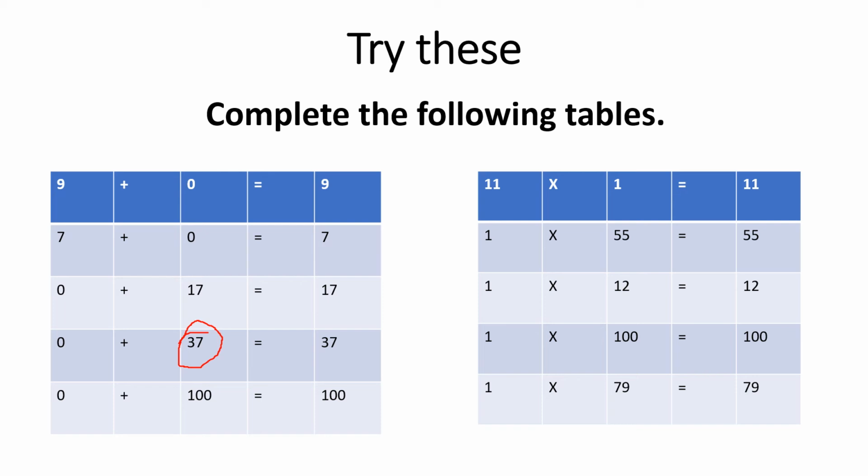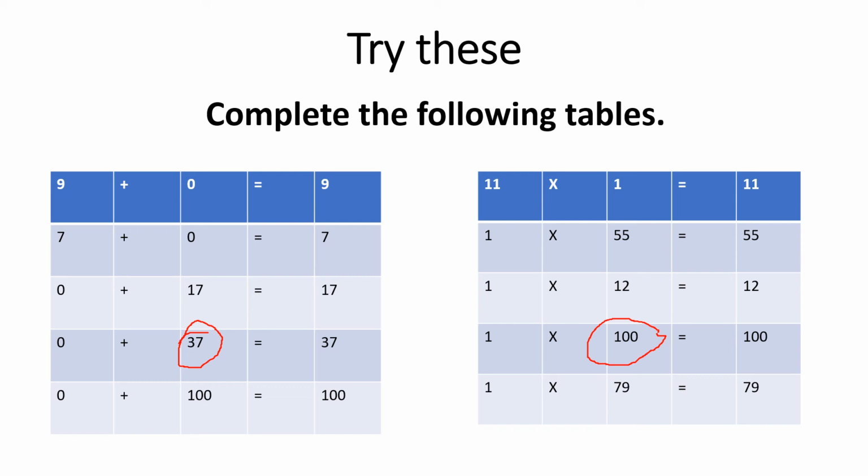So in the same way, come to the next table. Here we have 11 into 1, that is 11. 1 into 55, it is 55. 1 into 12, it is 12. And the next column is left out. So what should be multiplied by 1 to get the number 100? 100 கிடைக்கணும்னா 1 ஓட எந்த நம்பரை மல்டிப்ளை பண்ணணும்? That is 100. Very good.